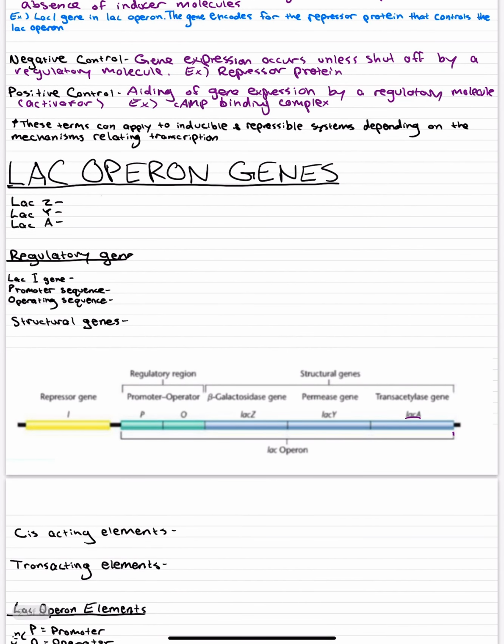Going on to Lac Operon genes, we have LacZ, LacY, and LacA. LacZ encodes for beta-galactosidase. LacY encodes for permease. And LacA encodes for transacetylase. Those are examples of structural genes, or genes that code for RNA or protein that are not regulatory, located in the operon. Now, going on to the regulatory genes, we have the LacI gene, which encodes for the repressor protein.